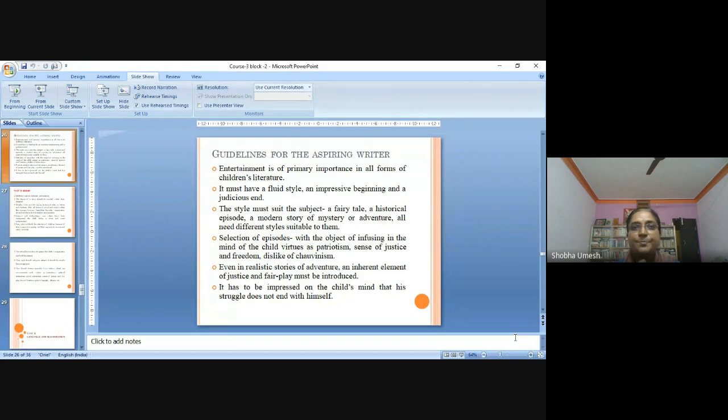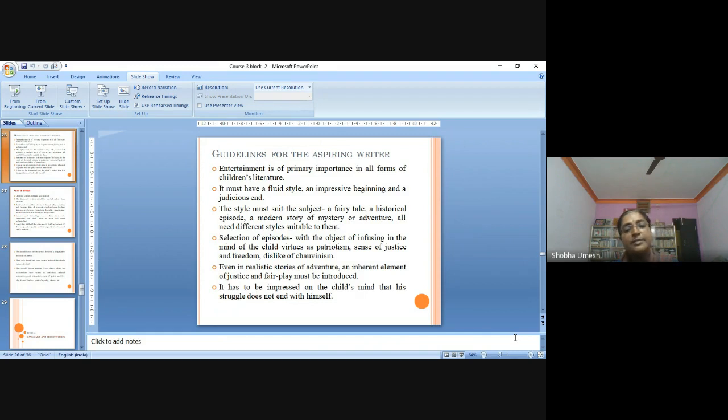How he should respect his country. All those things have to be taught. In the same way, if you are teaching justice, and what is freedom, and what is chauvinism, the dislike for chauvinism, everything has to be narrated in such a way that you are not harming the beliefs of a child.